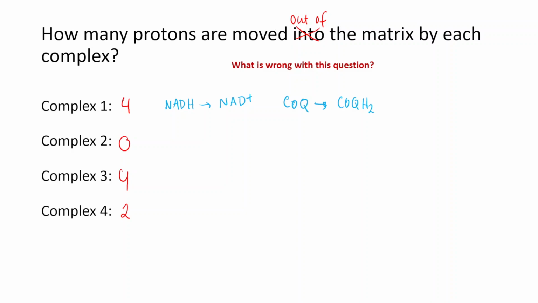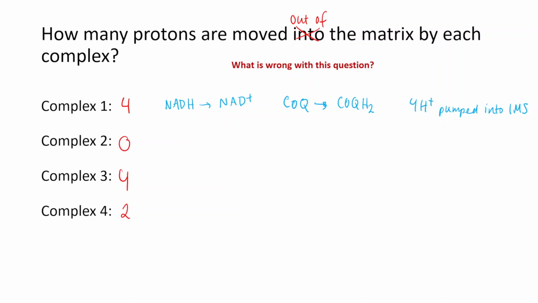And then what is happening in terms of protons while all of this electron movement is happening? Yeah, exactly. And then we have 4 protons pumped into the intermembrane space. All right, that's complex 1.